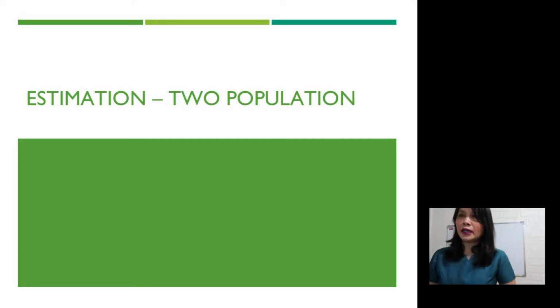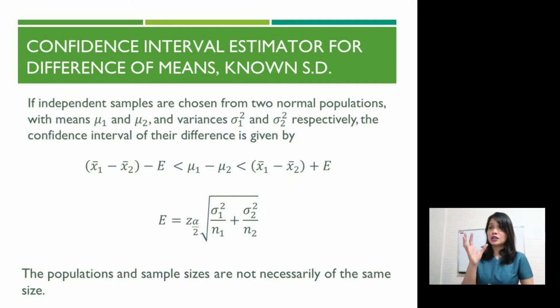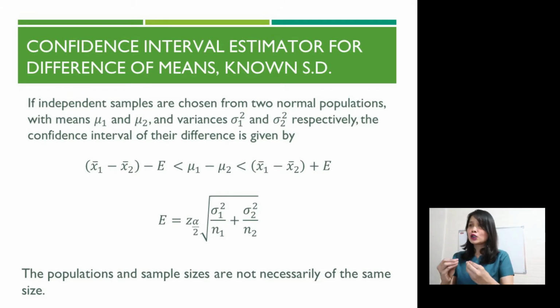So number 1, letter A, confidence interval estimator for difference of means, known the standard deviation of the population. So this is the first concept under the estimation of population. The standard deviation is known, meaning it's given. Okay? So what do you mean by that one?